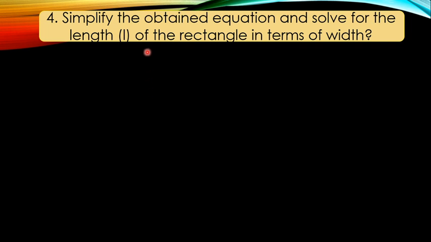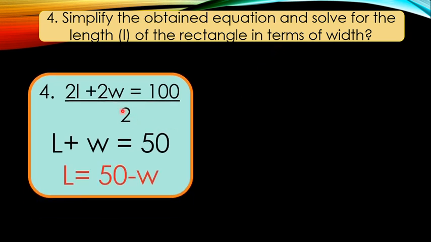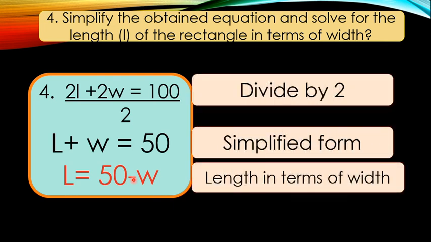Next, simplify the obtained equation and solve for the length of the rectangle in terms of width. You're going to simplify this because all of these are divisible by 2. We can divide this by 2. We get length plus width equals 50. It says that we're going to solve in terms of width, so we are going to write the width here. Now, we are looking for the length, and we're going to solve for the length in terms of width. You just apply the addition property of equality. From plus W, it became minus W here. So, here are the steps.